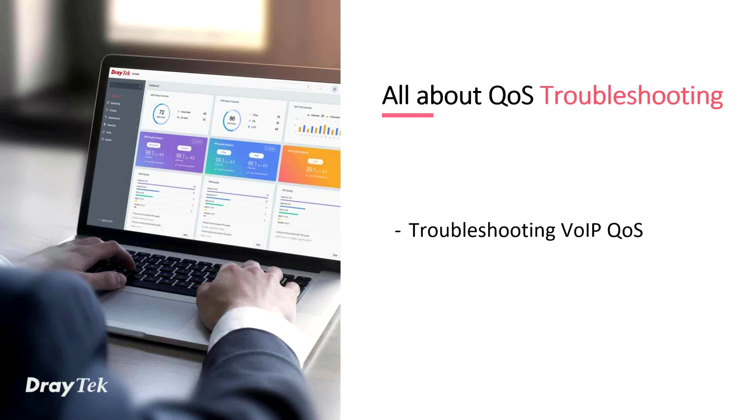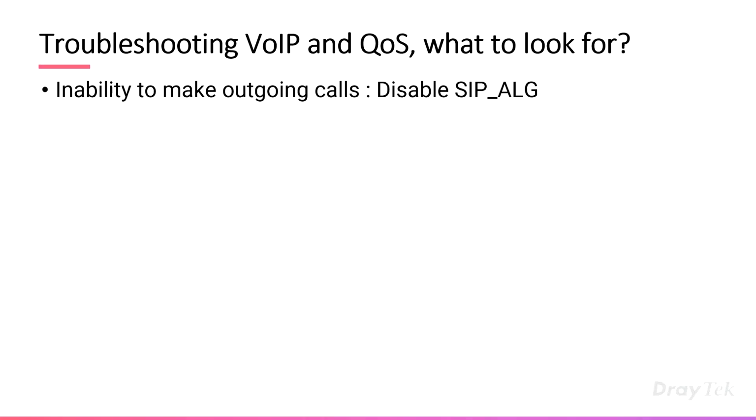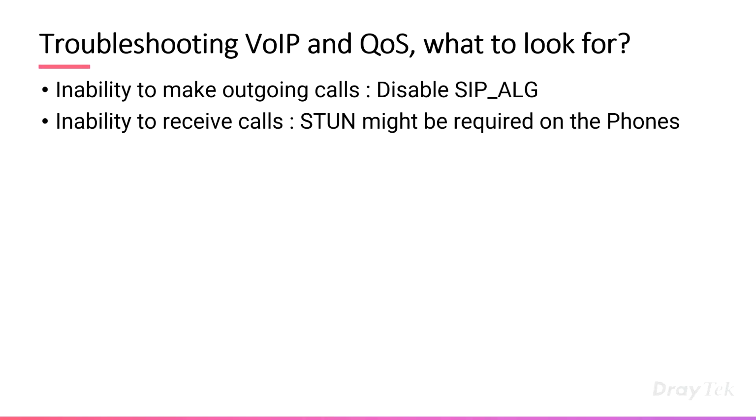Let's have a look at some troubleshooting steps. This might be useful, but it can be anything, just some quick tips on how we overcome some issues related to voice and quality of service. First, inability to make outgoing calls. To fix this, you can try to disable SIP-ALG. Also, make sure you don't have double NAT or two routers preventing the flow of data packets.